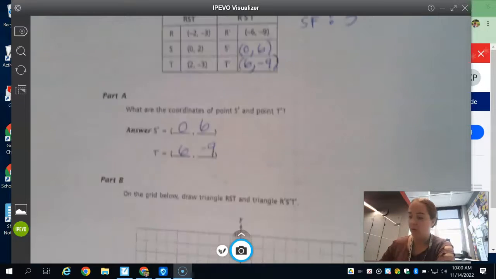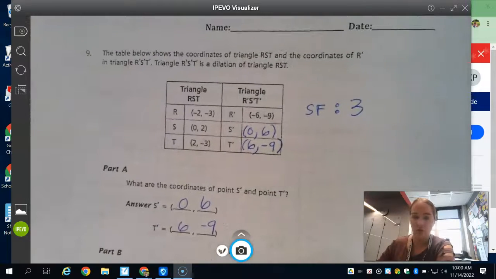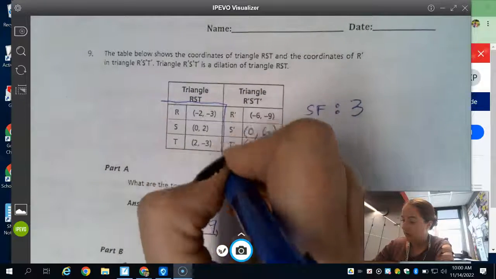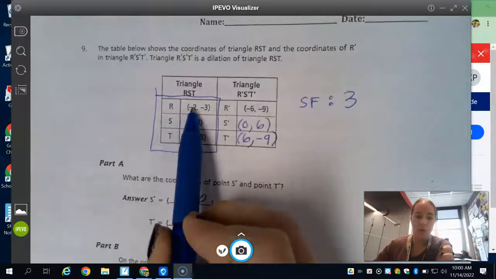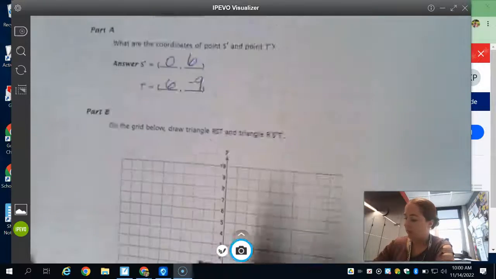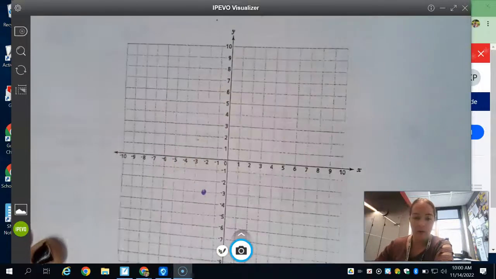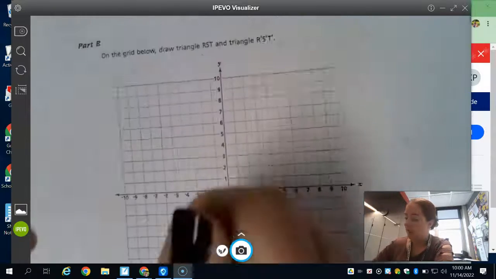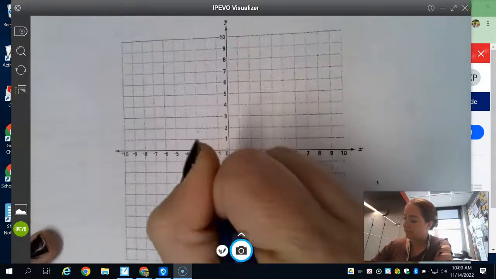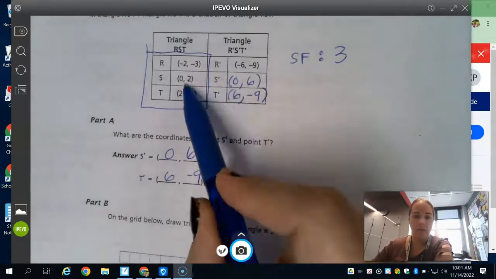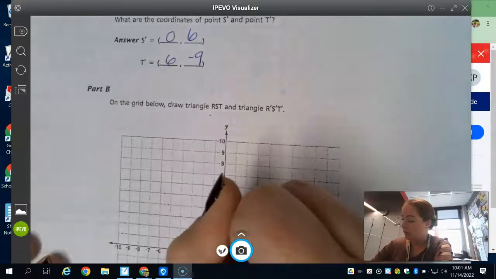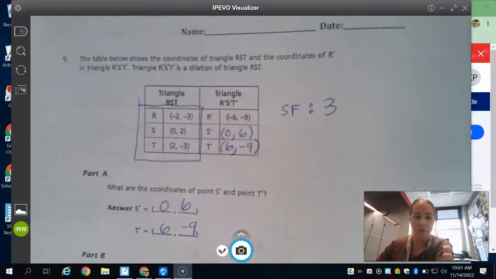On the grid below, you're going to first draw the triangle using these 3 coordinates. So you're going to go over -2, down 3, over -2, down 3, put a dot, and that was R. Then you're going to go over 0, up 2, and then you're going to label that one S.